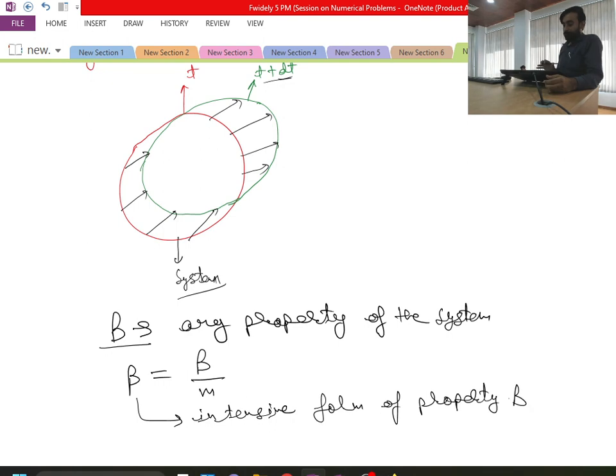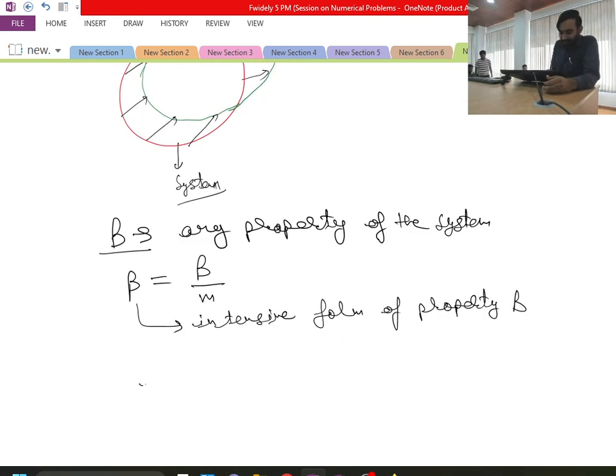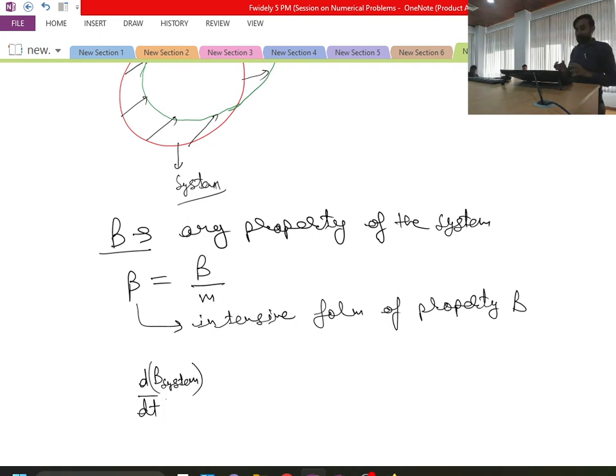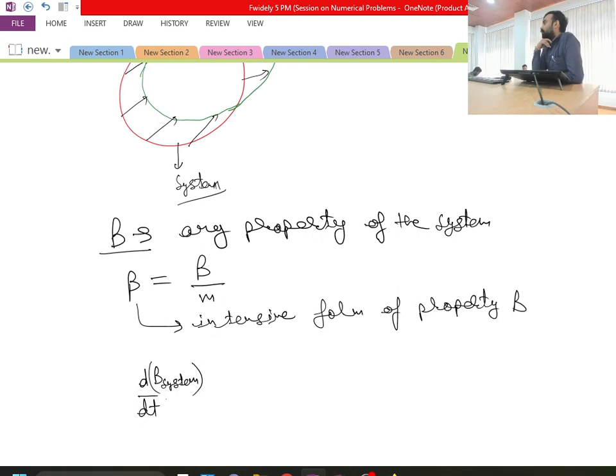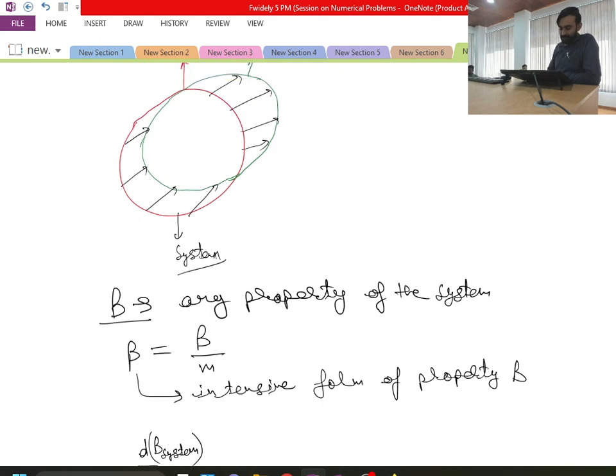Now, if for this system I have to determine how much change there is in the property B, I can simply say d by dt of B for the system. This is something we already know. But what we have to do now is represent this in terms of the control volume analysis.